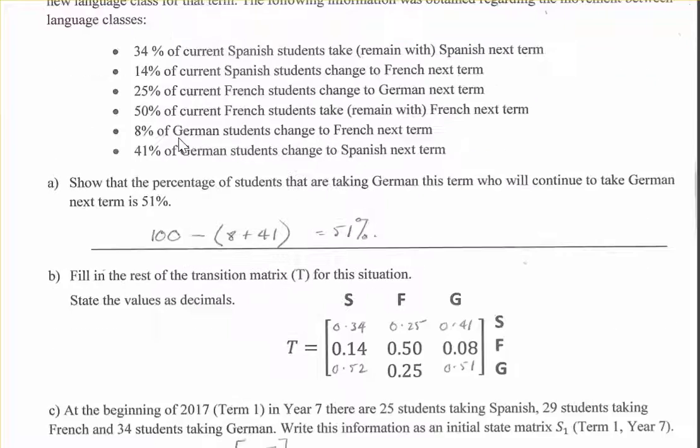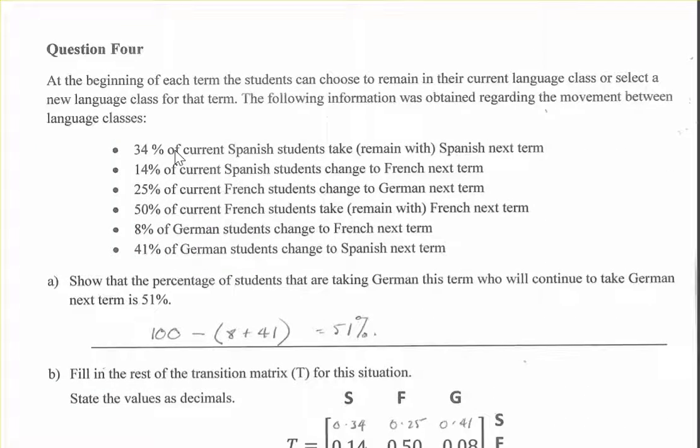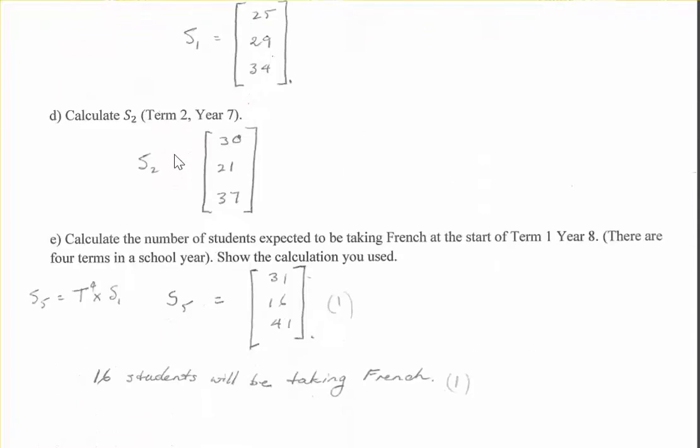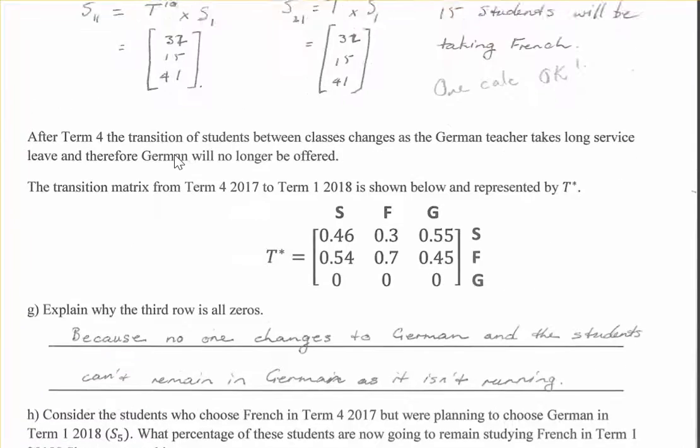This is for Year 12 Further Maths. We're going to look at question 4 from the 2017 SAC. Now, there was a question that was quite tricky. It was a percentage question.